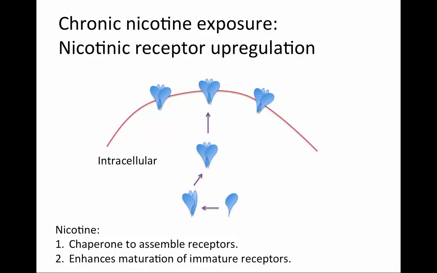The exact mechanisms mediating receptor upregulation are unclear. It was originally thought to be due to a homeostatic response to receptor desensitization, but further research has shown that nicotine itself may act as a molecular chaperone that speeds up the maturation of immature receptors in the cell and helps move the receptors to the surface.